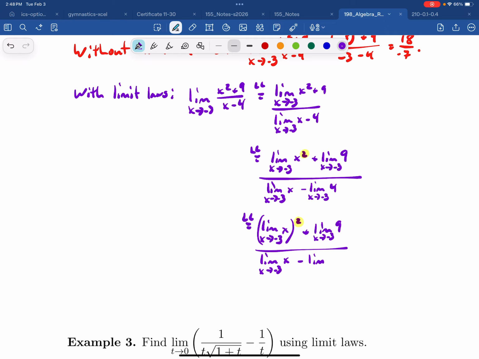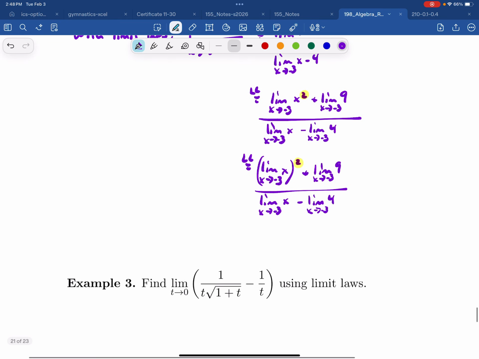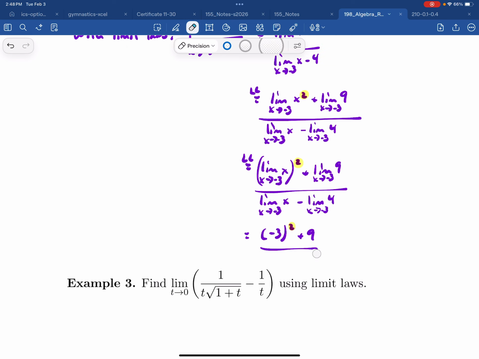x minus the limit as x approaches -3 of 4. And now, finally, we know that as x approaches -3, x approaches -3, right? And so we have -3 quantity squared, again from that limit law, plus 9, and then this is divided by -3, and we know x approaches x minus 4, and that's how we're getting our 18 over -7.